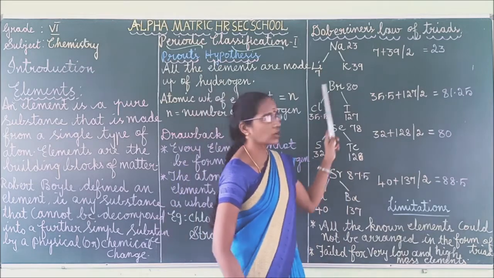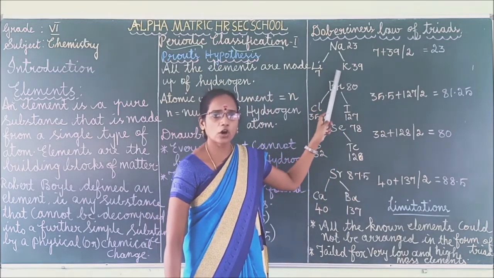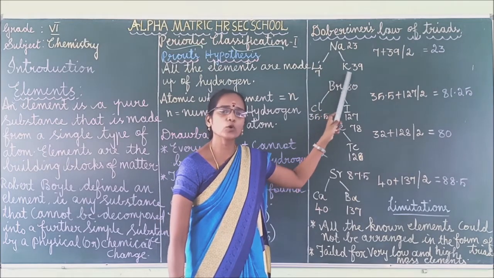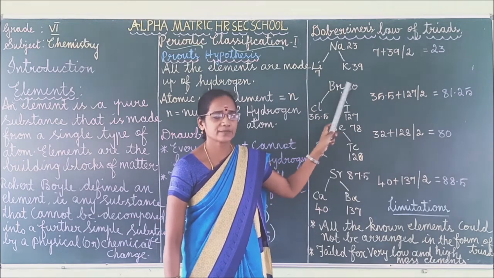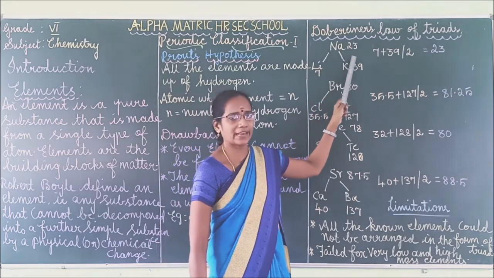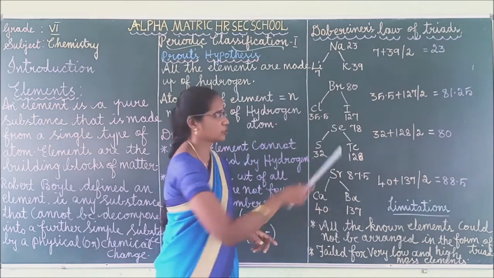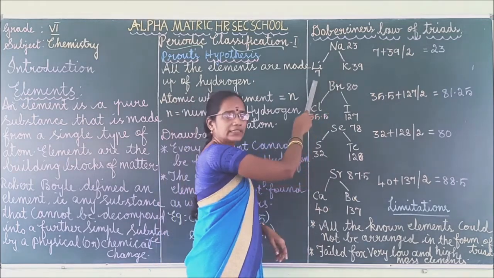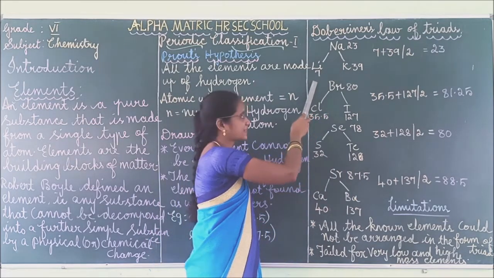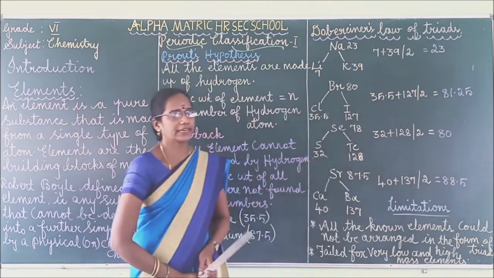So these are called the law of triads. It is nothing but a group of 3 elements. For example, we can take the sodium element. What is the atomic weight of sodium? It is 23. For lithium, the atomic weight is 7. And for potassium, the atomic weight is 39.